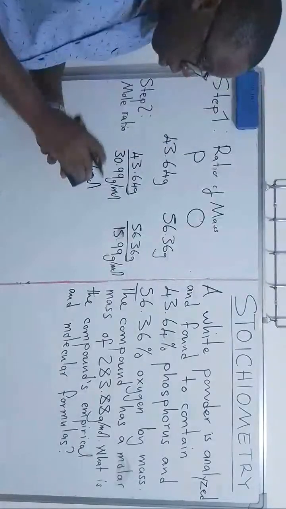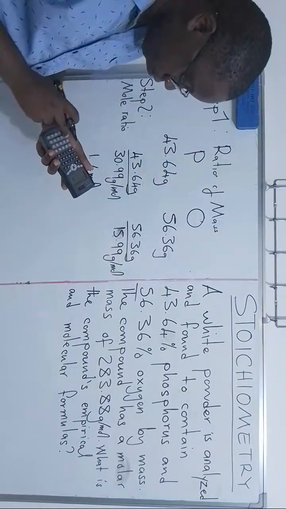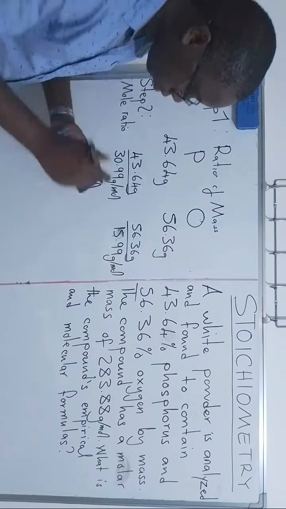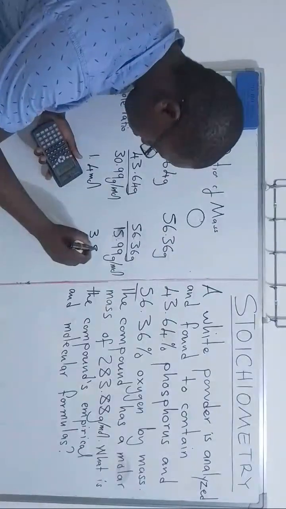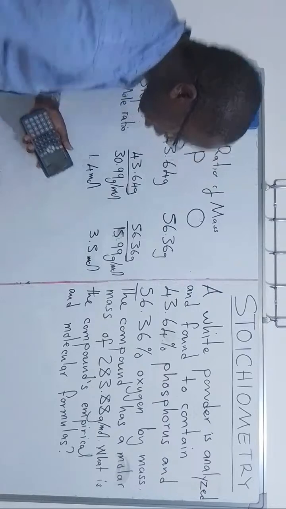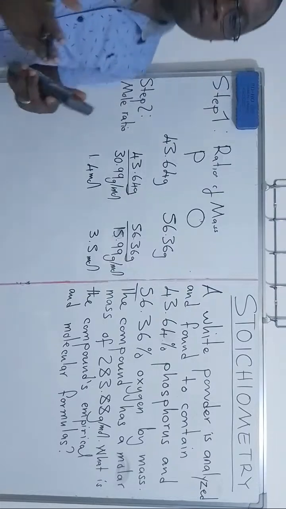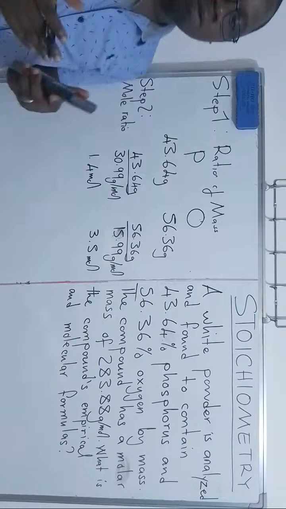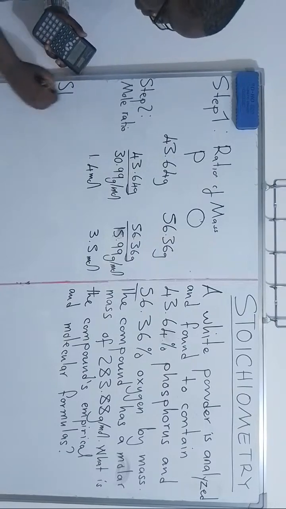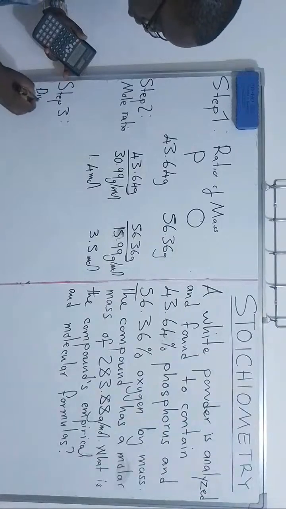Then we go to the next one, which is 56.36 divided by 15.99. It is giving us 3.5 moles. Now, after you have these two moles, we are now ready to go to the next stage. And the next stage now is to divide the moles with the smallest number of moles. So we are going to step 3, which is basically divide by the smallest.